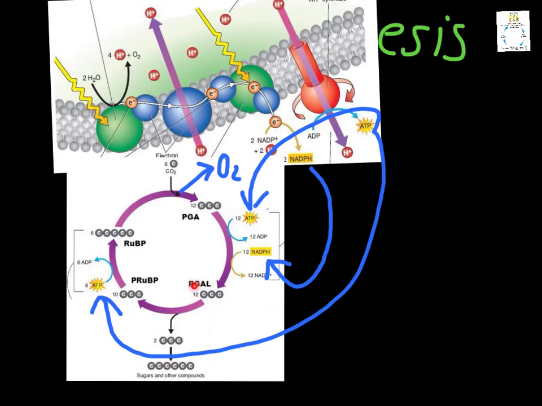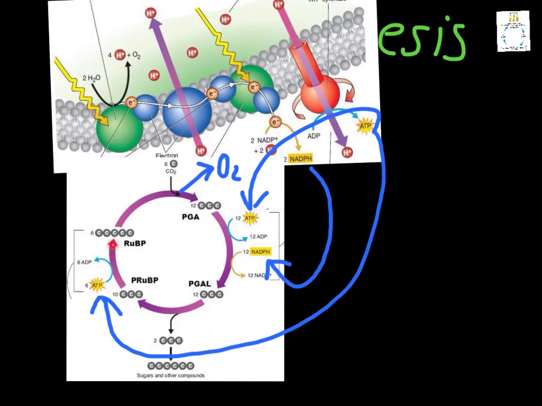Once we have PGAL, now those 3 carbons can be removed from it. 6 carbons can be removed from it. These 6 carbons are going to move on in order to become part of our sugar molecule. What we're left with, since we removed 6 carbons from a 12 3-carbon molecule, is 10 3-carbon molecules. So we've got 30 carbons left here.